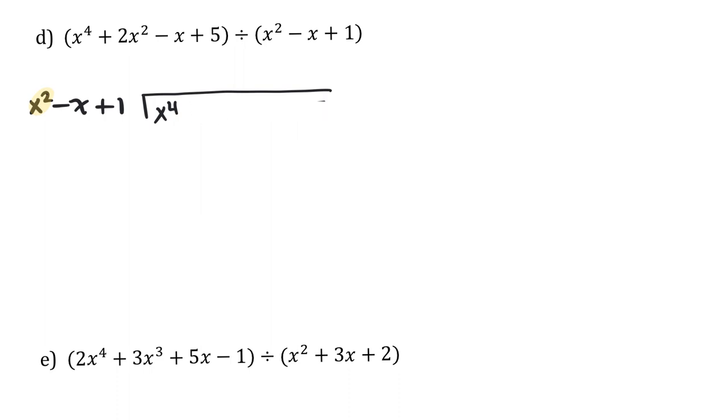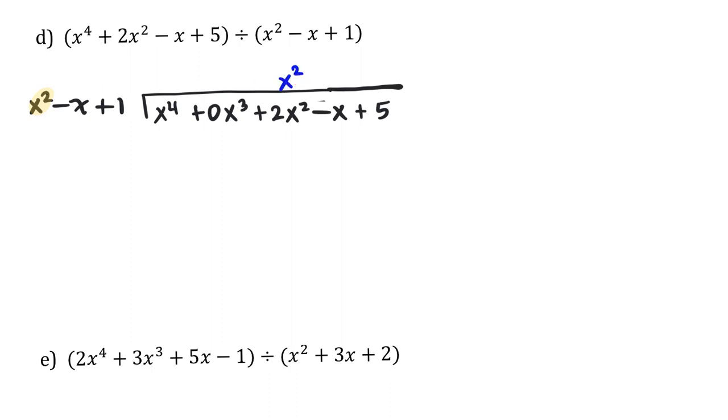Glad I caught that. So there's no x cubed, so let me put the 0x cubed, and then the 2x squared, then the minus x, then the 5. If I had not noticed, I would have caught it later because it would have been a problem. So where was I at? X squared to get x to the fourth, I need x squared, which is going to go way over here.